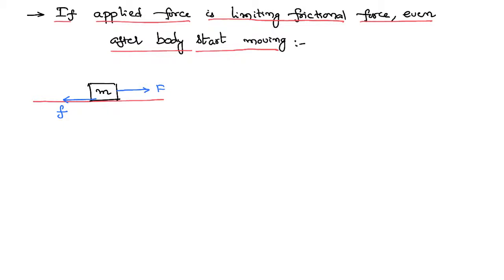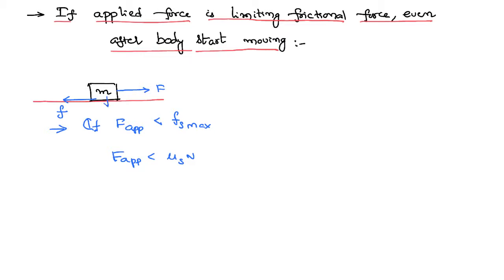And we know quite well that the static frictional force is a self-adjusting force. So, until the applied force is less than Fs maximum, which is also called the limiting frictional force, the body will always be in the state of rest. We know the value of that. What is that? Fs maximum is mu s into normal reaction.